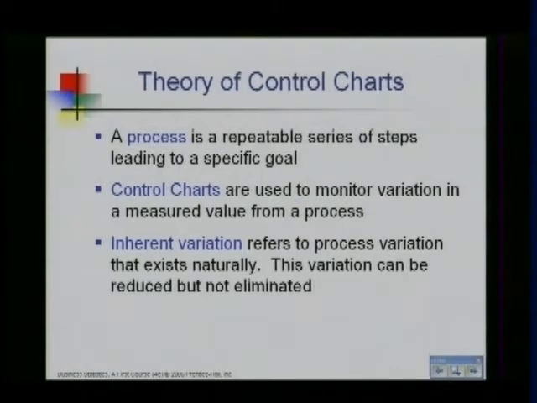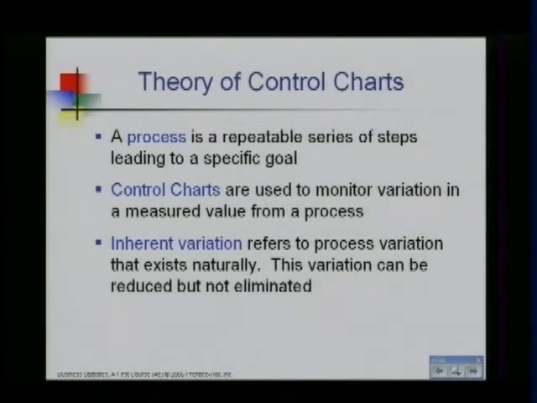The control chart then is used to monitor the variation that exists in the measured value in the process. So how much is it changing? We expect some variation, but we don't expect a lot of variation. Any process is always going to have what we call inherent variation. That is natural or normal variation, which is always going to be there. We might be able to reduce it a little bit, but we're never going to be able to eliminate it.